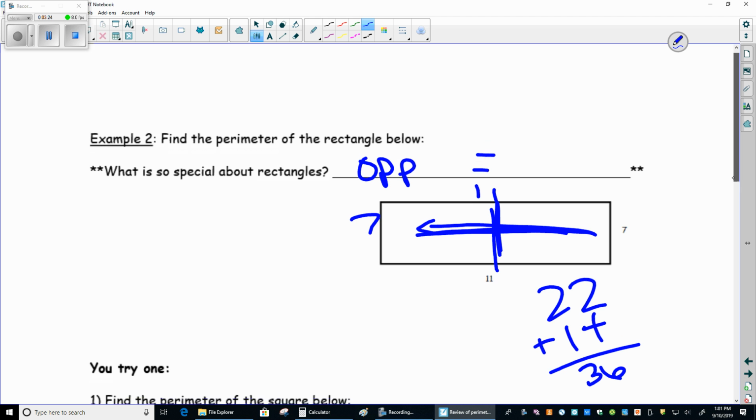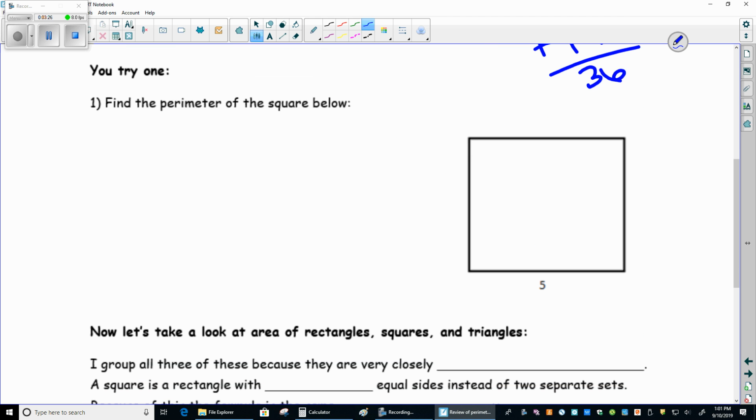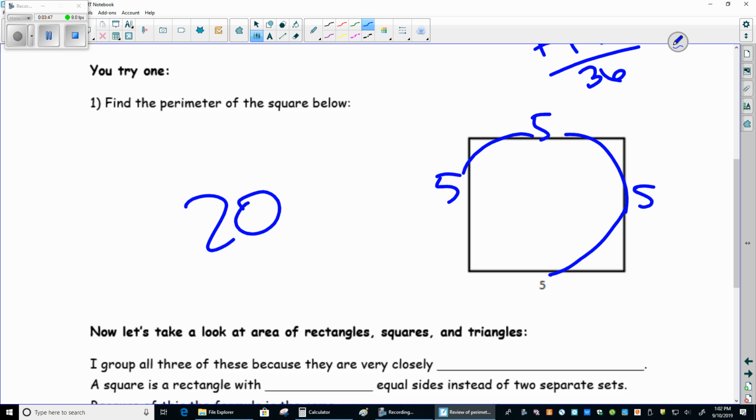All right. So can you guys pause the video for a second? Try this one, and then unpause it to see if you did it correct. All right, so this one's a square. So again, another tricky one. They withhold some info. Let's throw some 5s up on there. And 5 plus 5 is 10, plus another one is 15, plus another one is 20. So I got 20 units. Again, really, really easy.